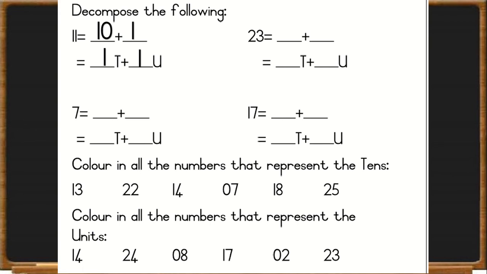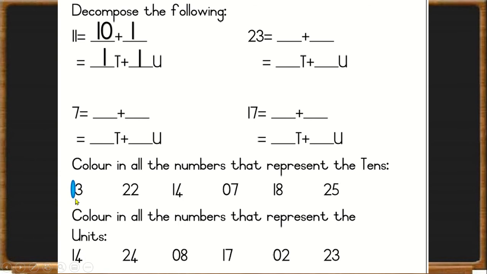Now that you're done with the second question, we are going to continue to this question that says, color in all the numbers that represent the tens. So we know the tens are represented by the number on the left. So for number 13, 1 is going to be the ten. So I have 1 ten and 1 ten is 10.